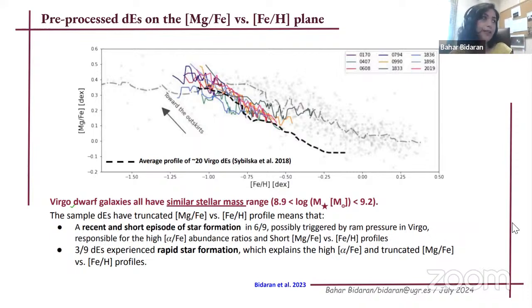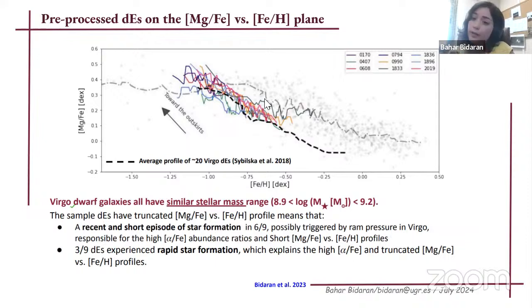So here I'm plotting the average profile of 20 dwarf galaxies, with a similar stellar mass range to our sample, in the dashed black line. And as you can see, it is rather a long trend going from 0.4-ish to minus 0.1-ish on the y-axis, which is Mg over Fe. And I'm comparing the profile that we get for our pre-processed galaxies, with different colors. And these are the different names of the galaxies, and each galaxy is presented properly.